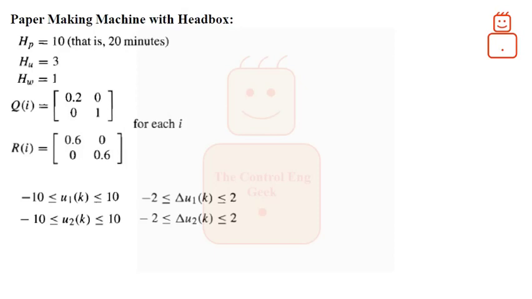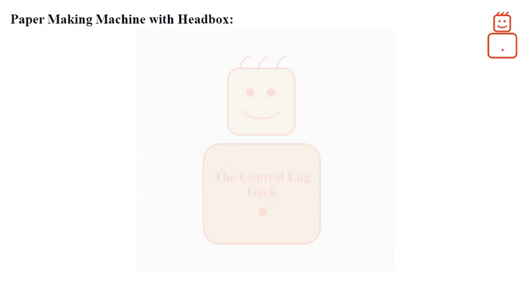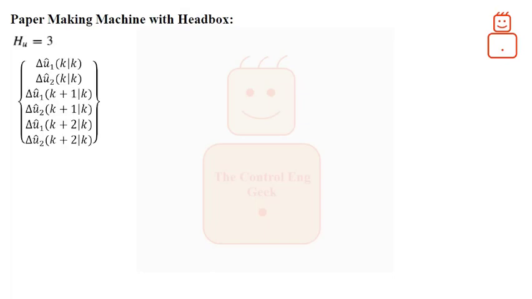Finally, the headbox level H2 is constrained so that the headbox never runs dry or overfills, as shown by the following constraint. According to what has been presented and assumed, we can set up each constraint type as follows. For change in the control valve, as we have HU equal to 3, we have the following constraints along this horizon. For the range of the control valve, we can say the following as well.